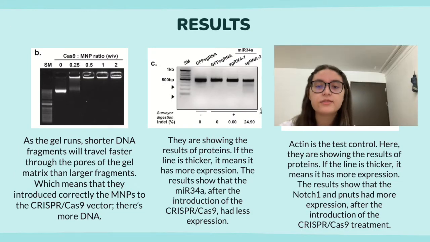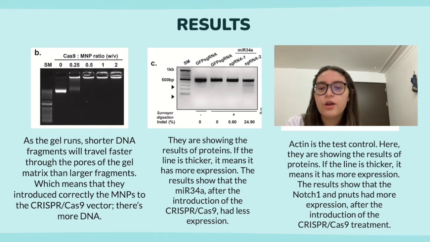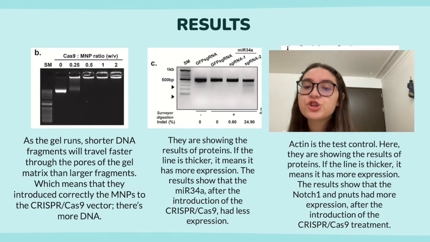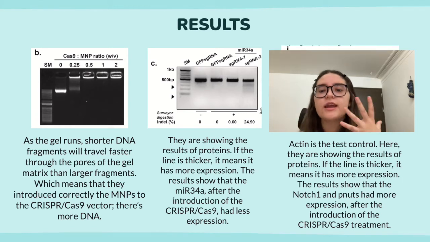For this, we can say that as the gel runs, shorter DNA fragments will travel faster through the pores of the gel matrix than larger fragments, which basically means that shorter DNA fragments will go further in the gel than larger fragments. This means that they introduced correctly the magnetoplexes to a CRISPR-Cas9 vector, because it means that there's more DNA. In this image, we can see that they are showing us the results of proteins. If the line is thicker, it means that it has more expression.